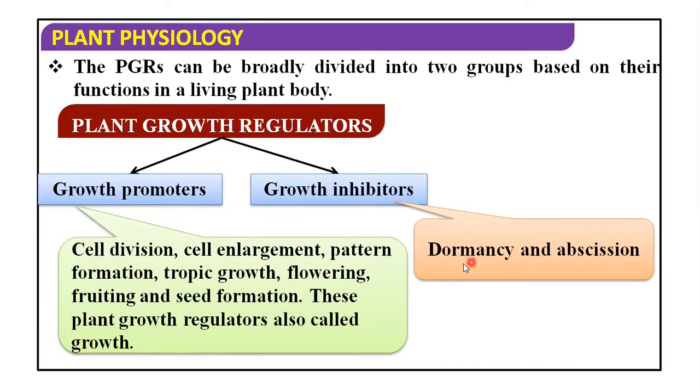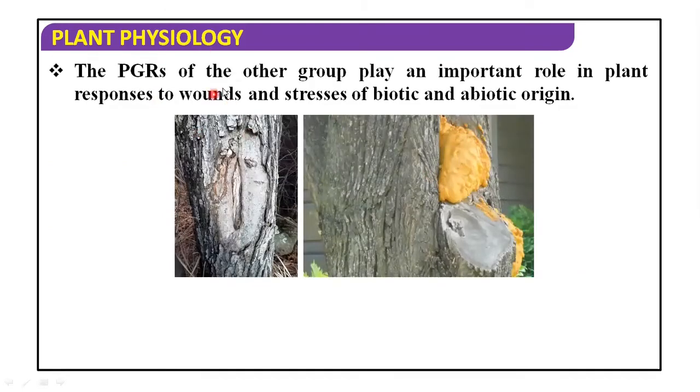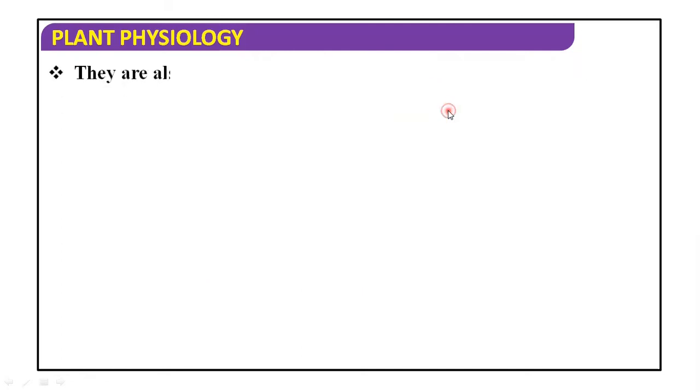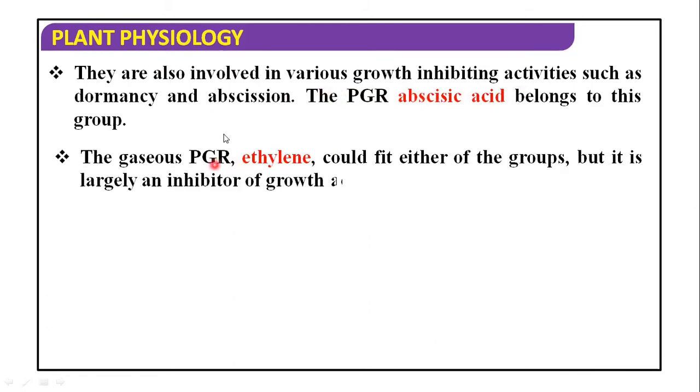Growth inhibitors cause dormancy, means the inactivity of the parts of plants, and abscission, means detachment of the parts of plants, that is dead leaves or ripened fruit, etc. The plant growth regulators of the other group play an important role. Another function of this PGR is response to the wound and stresses of biotic and abiotic origin. Means these PGR, plant growth regulators, can save the plants from the stresses of biotic and abiotic origin. They are also involved in various growth inhibiting activities such as dormancy and abscission.